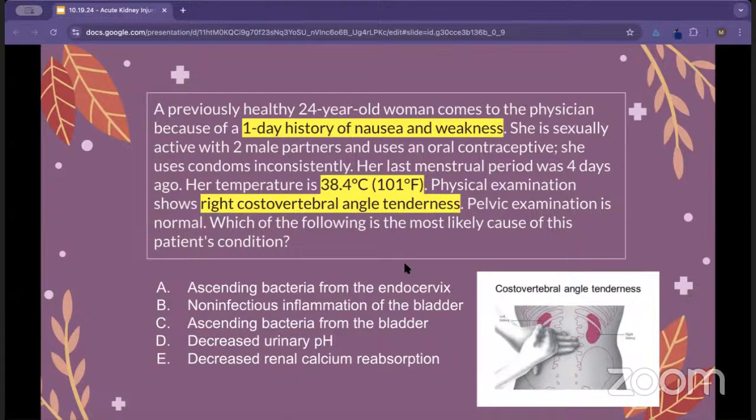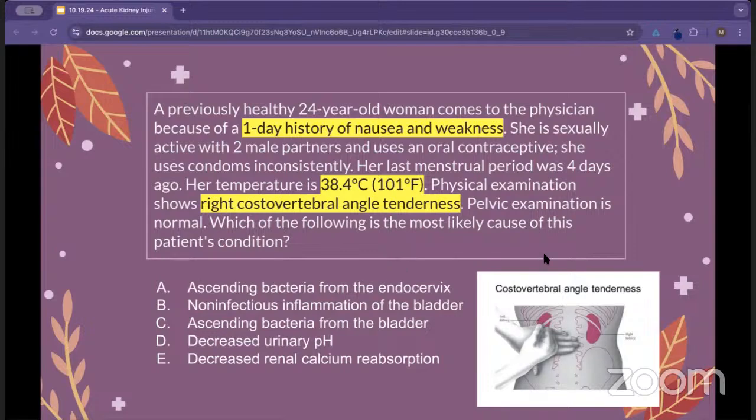Again, I'm just giving you a hint. Look, this looks acute because it's just a one-day history of nausea and weakness. There's a fever, so that means there's systemic infection. And there's also a right costovertebral angle tenderness. So it looks like acute pyelonephritis.